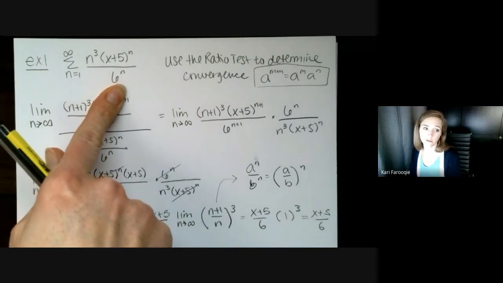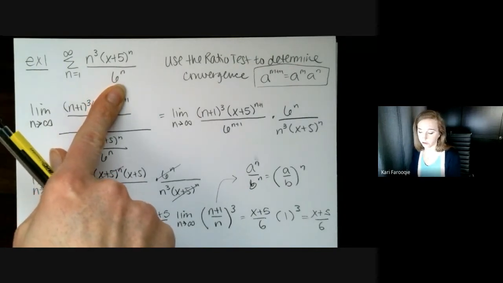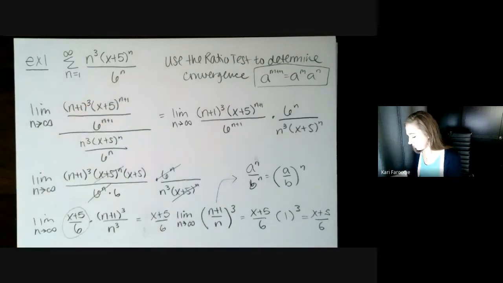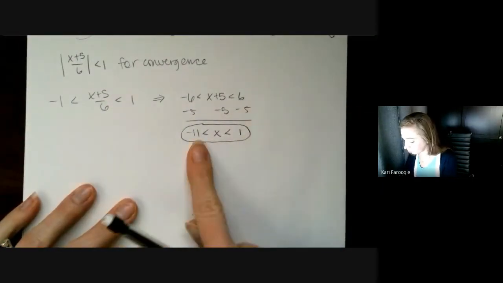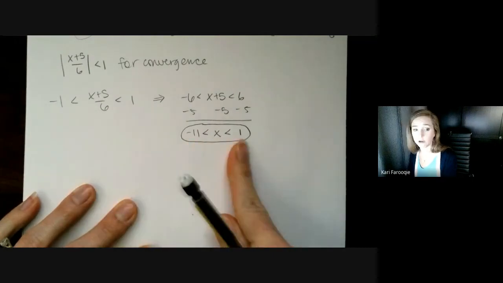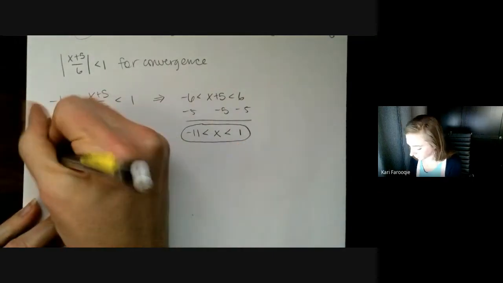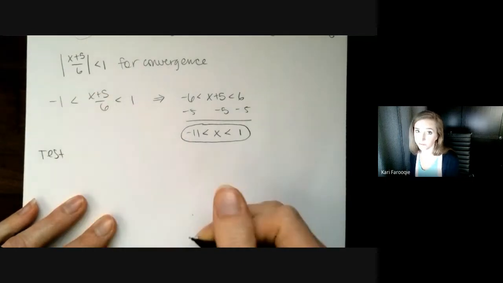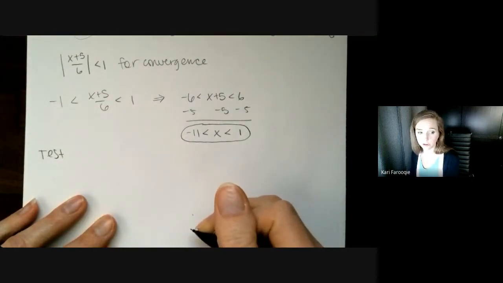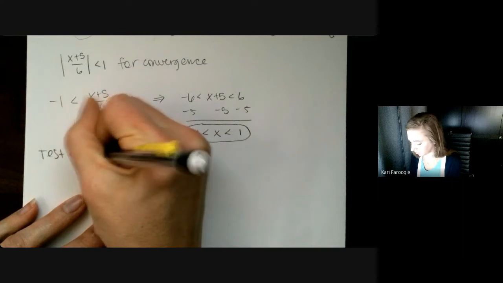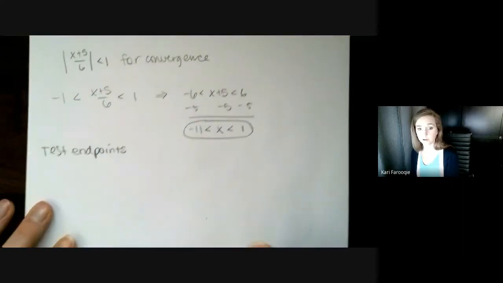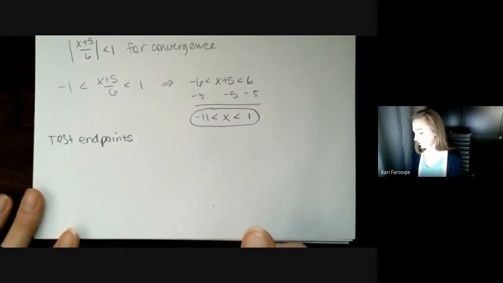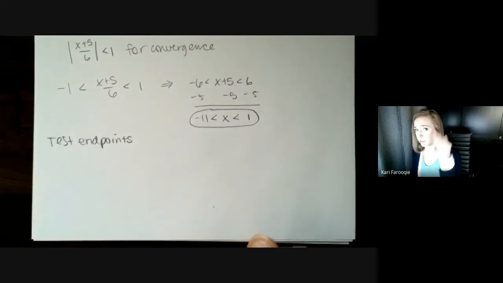Now, the nice thing is you can actually test this out, and you'll see how this works when we test the endpoints. But what we're going to have to do here is determine what actually happens at -11 and what actually happens at 1. On your test, when I ask you to work on power series, I'm going to ask you to test the endpoints. And a lot of students don't do this. I don't know why. I don't know if they just get to the end and they're like, okay, I'm done, or if maybe the idea of testing the endpoints never clicked.